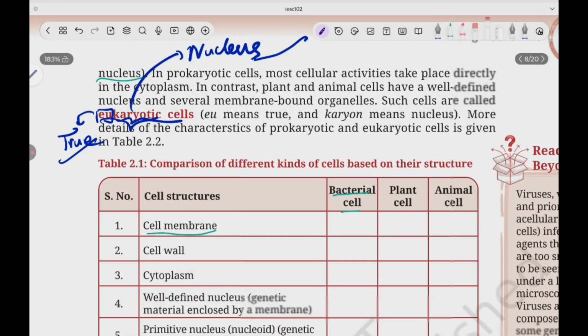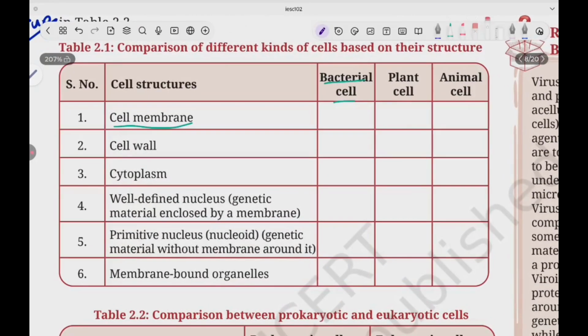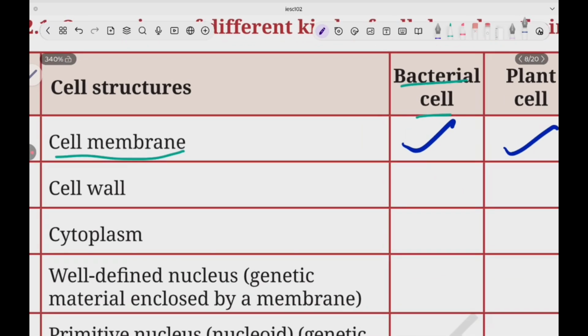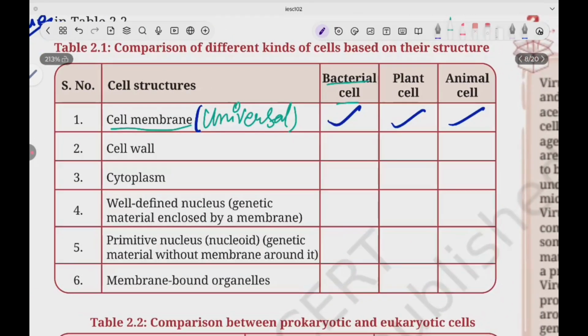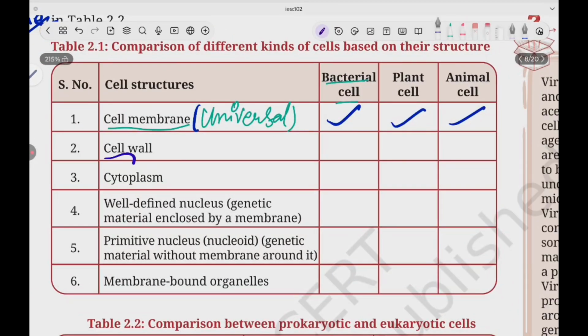We are given a table to get in-depth knowledge and revise it quickly. Let's do this. Cell membrane: in all these cells, the cell membrane is actually universal. You can write here universal feature. It is present in all the cells. Universal. Okay, the next is the cell wall.